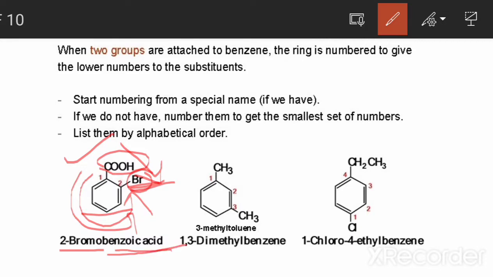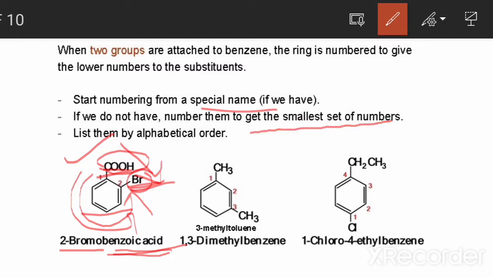The other is, the first rule is the special name: start numbering from the special name. So the special name is benzoic acid, this group. And if we do not have a special name, number them to get the smallest set of numbers.